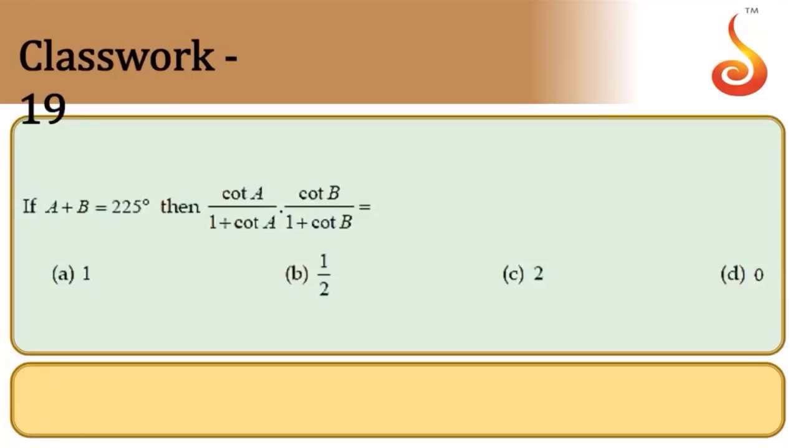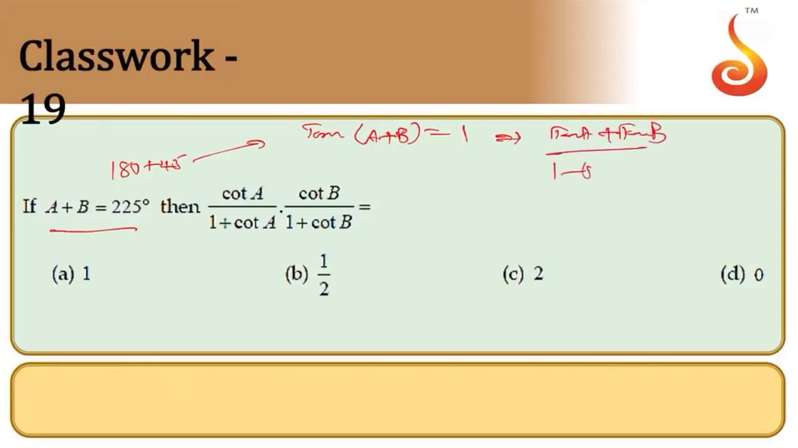So let me consider now the value of cot A multiplied by cot B, when A plus B is equal to 225 degrees. So 225 can be written as 180 plus 45 degrees. And therefore tan of A plus B, from here we can say that tan of A plus B is equal to tan 45, which is 1. And we know from here this is tan A plus tan B divided by 1 minus tan A tan B is always equal to 1.